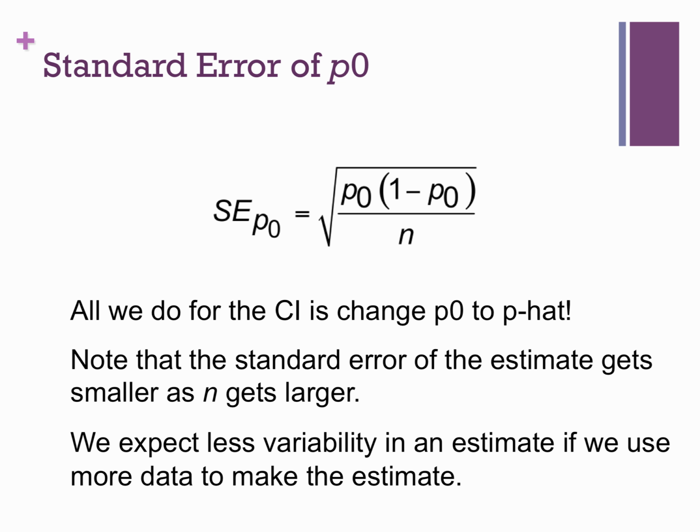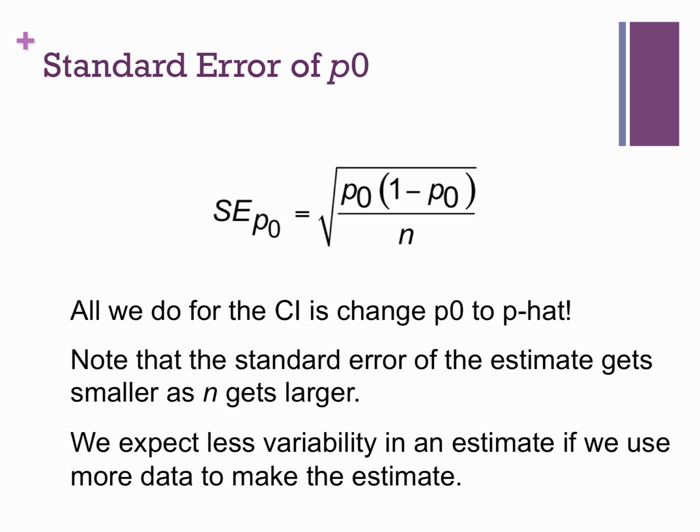If you recall the standard error of p-naught, it was p-naught, or our null proportion, times 1 minus p-naught divided by n, and you take the square root of that. All we'll do for the confidence interval is change p-naught to p-hat. So instead of SE p-naught, it will be SE of p-hat, and that's going to equal p-hat times 1 minus p-hat divided by n, and then take the square root.